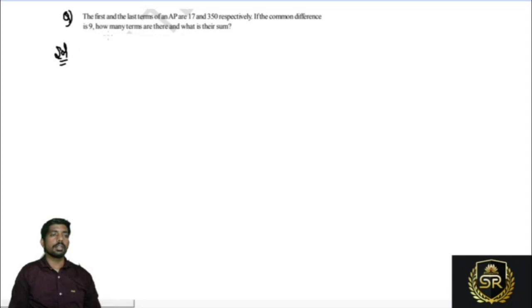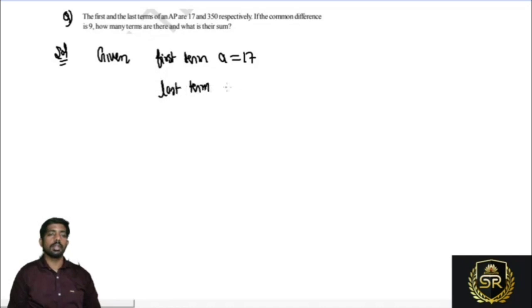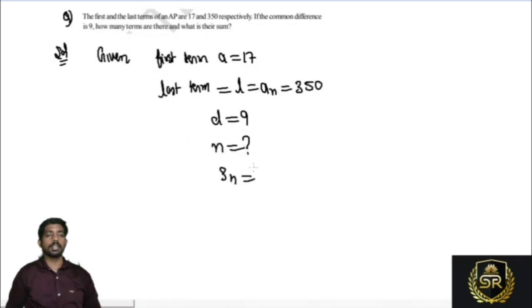So here, what is given? The first and last terms of an AP are 17 and 350 respectively. The first term A = 17, the last term L, or else an, the nth term, both are equal, 350. The common difference is given as 9. How many terms are there, that is n, is asked, and what is their sum, Sn, is asked.